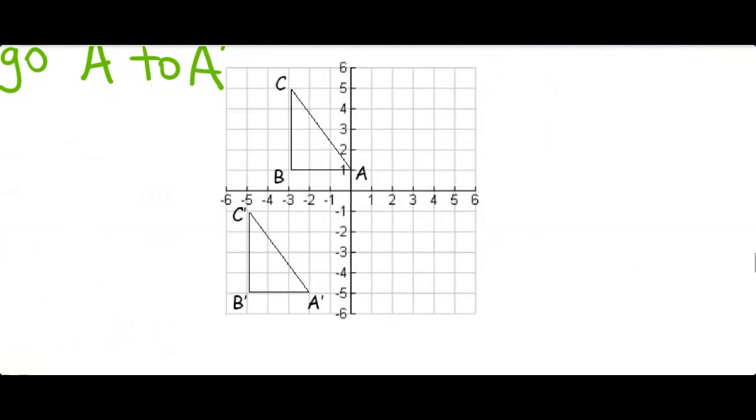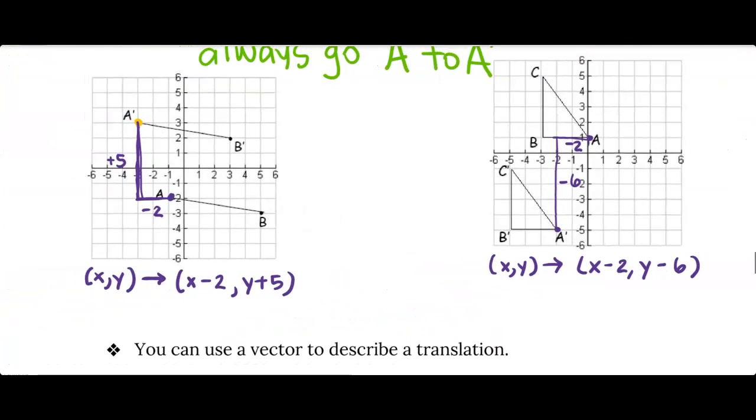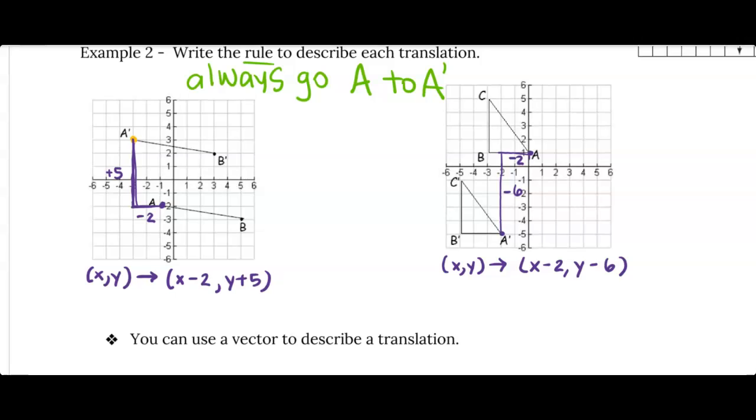In the second example, we're going to go from A to A prime again. So this one, I need to go to the left 2, and I need to go down 6. So that's minus 2, minus 6. So you would write it as xy maps to x minus 2, y minus 6. Fairly easy to write your algebraic rules.